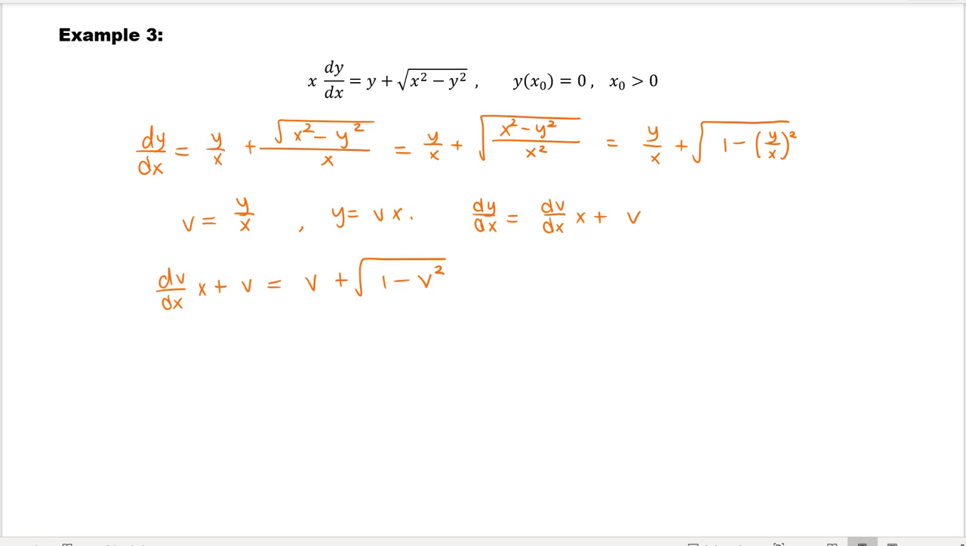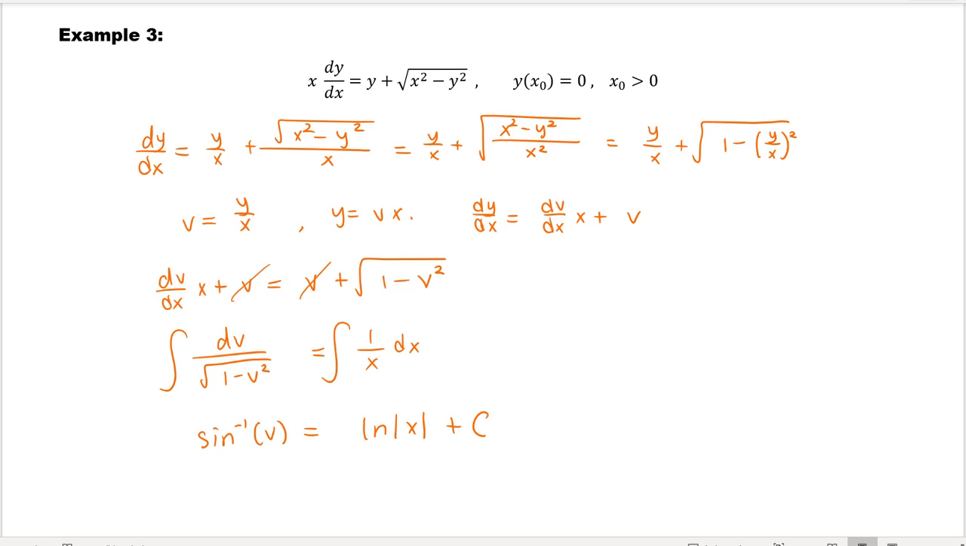Do you see what happened? The v's cancel. And we can divide both sides by the square root of 1 minus v squared, and divide by x, and multiply by dx. See, this is separable. Alright. On the left-hand side, if you can remember, this is the arcsine of v. The right-hand side is ln of the absolute value of x plus c.